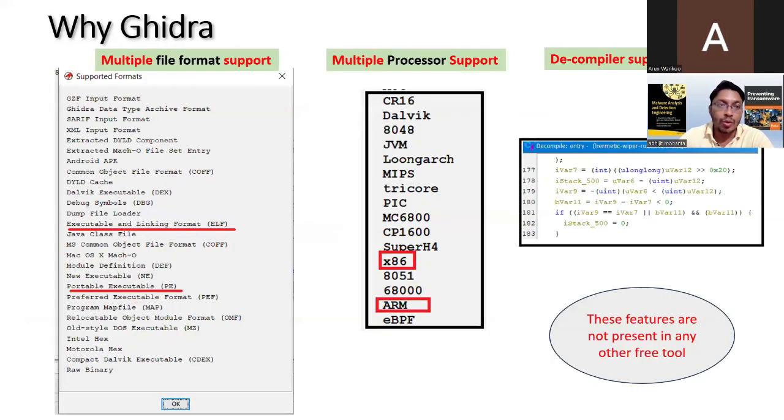Now, these are the things for which we would prefer Ghidra. It supports multiple file formats, like ELF and PE executables. Ghidra has loaders for all these different file formats. It also supports multiple processors. I have listed a few of these, and this includes x86 and ARM. Similarly, the decompiler is another feature, and it is one of the best free decompilers out there. These features are not present in any other free tool. In the case of IDA, these features are available only in the paid version.